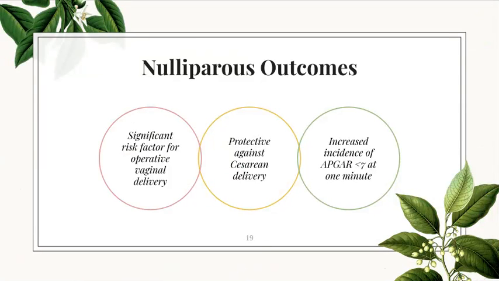So some of the nulliparous outcomes, they were significant risk factors for operative vaginal delivery with nulliparous women. It was also proved that in nulliparous women that epidurals could be protective against cesarean deliveries, but they did have an increased incidence of APGAR scores less than 7 at the 1-minute mark. APGAR scores were no different at 5 minutes between the groups, and no poor outcomes or effects were noted.